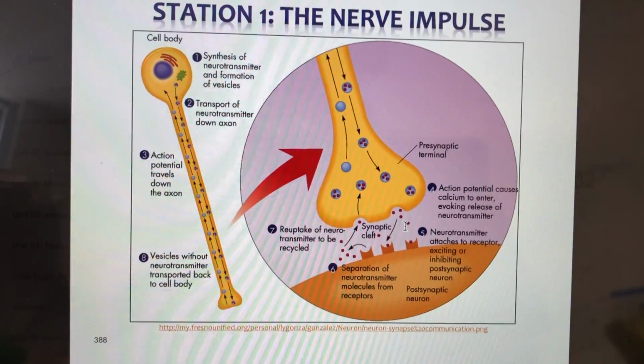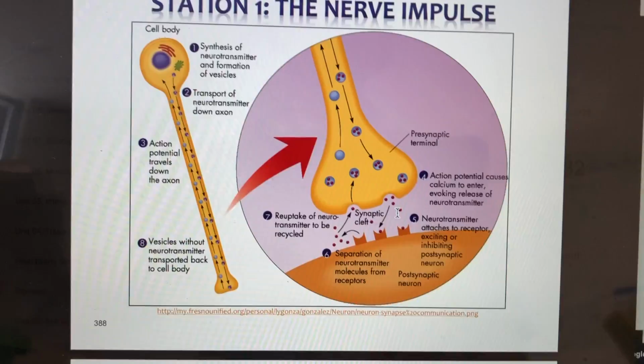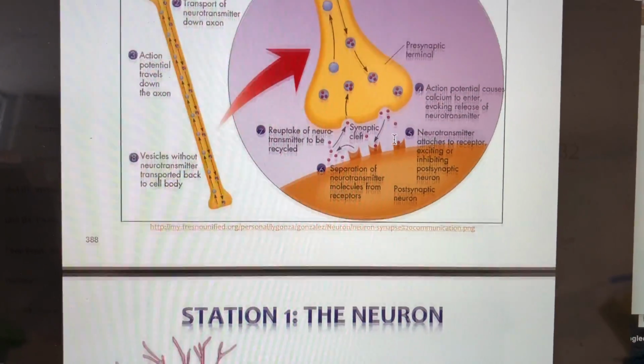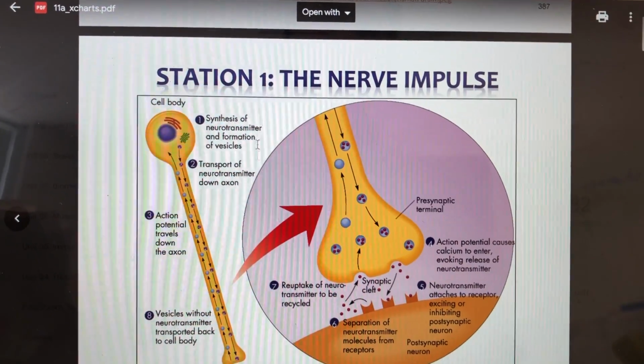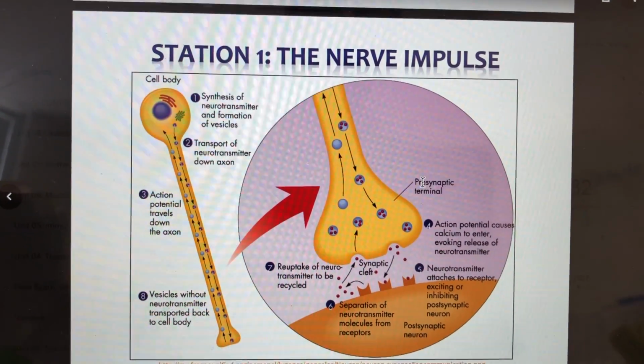So that's a little synopsis of what you're doing. You're making these 3 diagrams and labeling them. And you're going to write a sentence for why you think the nerve impulse is important.